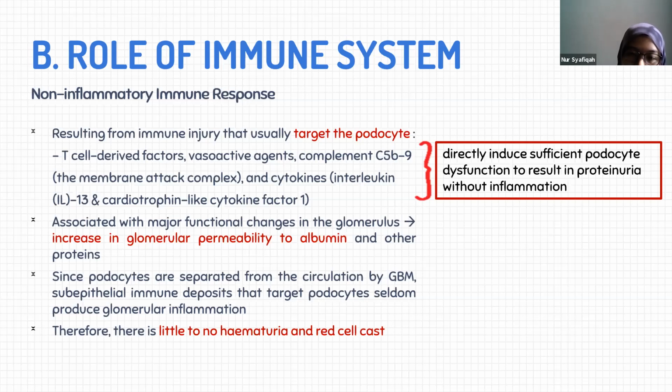Since podocyte is separated from the circulation by the glomerular basement membrane, the immune deposit that target the podocyte seldom produce glomerular inflammation. Therefore, there's little to no edema. Therefore, there's little to no hematuria and red cell cast.